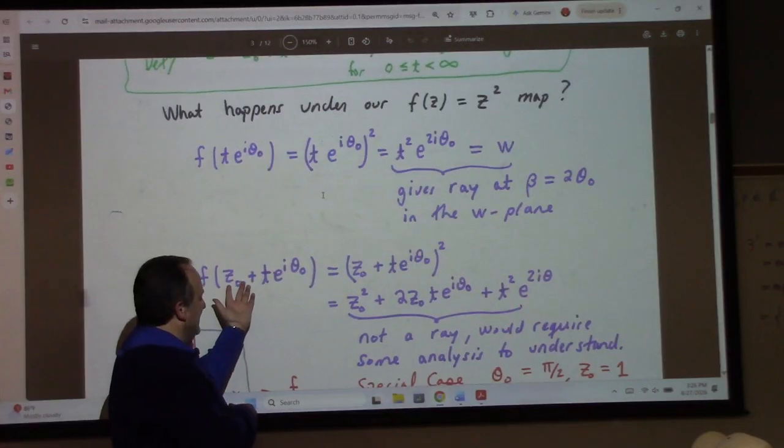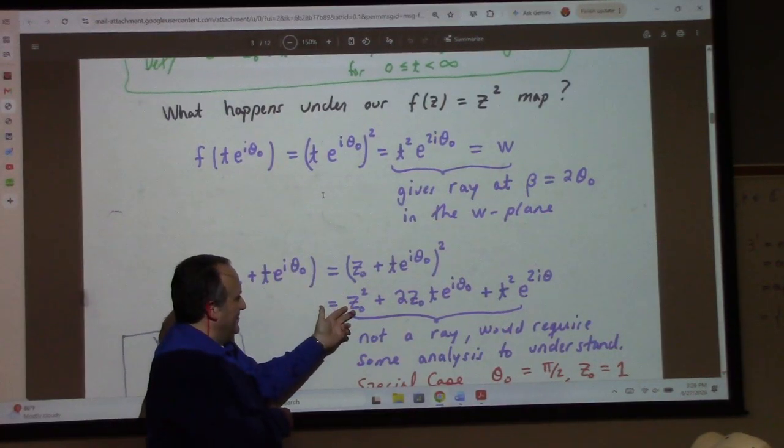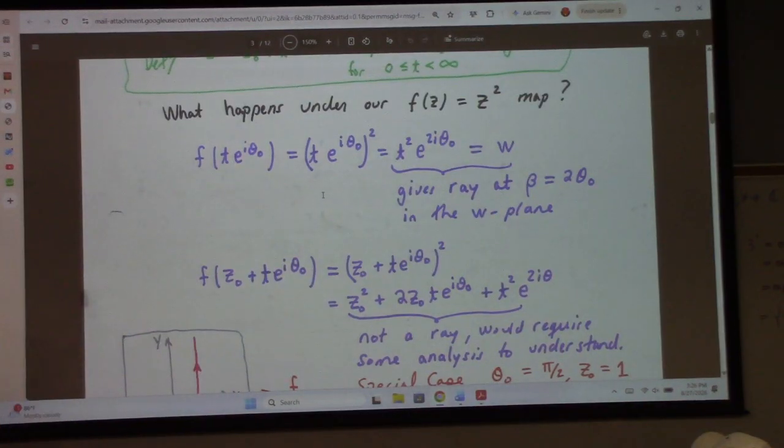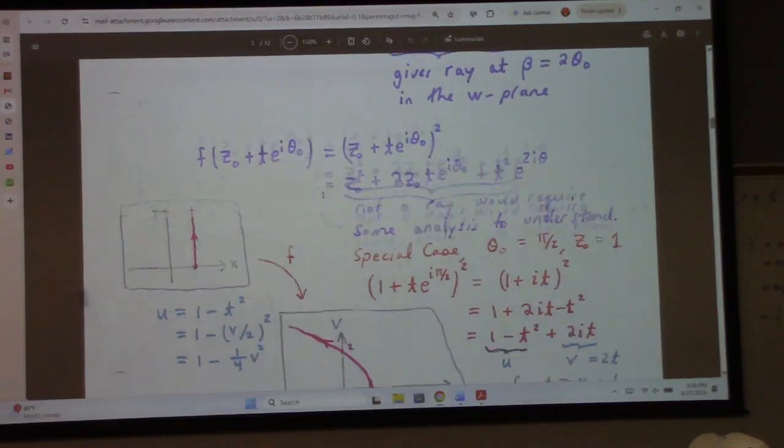What if I make z naught non-trivial? Then I've got this when I square it. What's that? Now I don't know. But I can analyze it. I can look at a special case, which is what I do here.